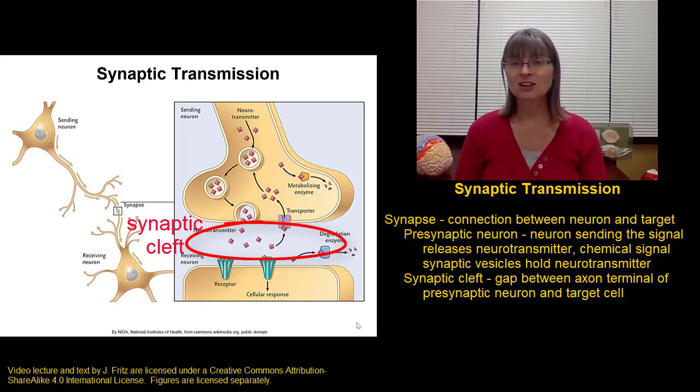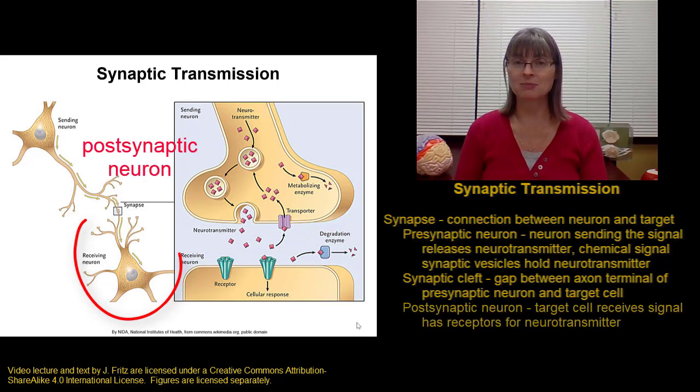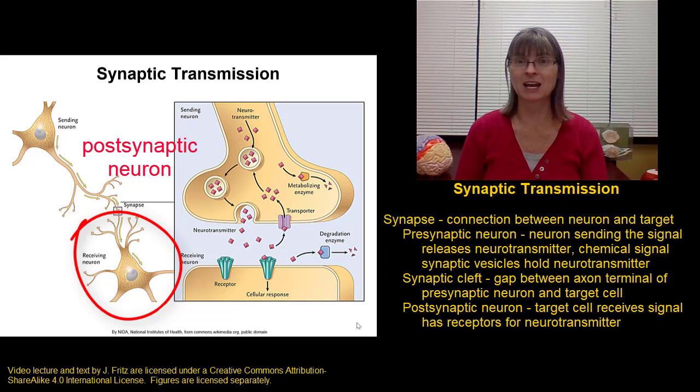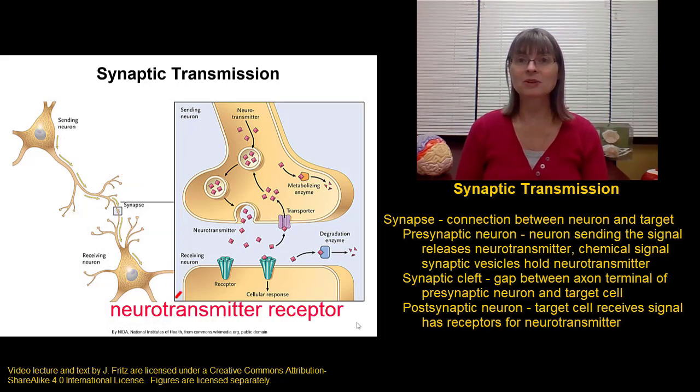In this case, the target cell is another neuron. We call this one the postsynaptic neuron because it comes after the synapse. The postsynaptic neuron has the receptors for the neurotransmitter so that the neurotransmitter can bind to the receptors and it can cause a change in the membrane potential of the postsynaptic cell.